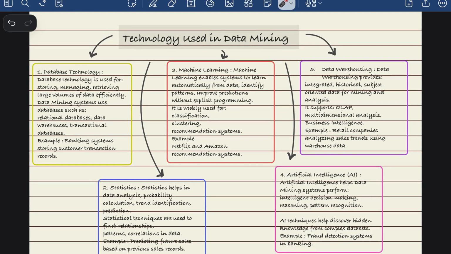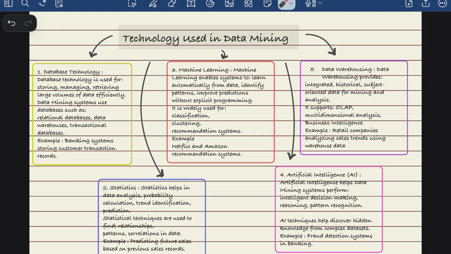So we are talking about the 5 pillars, and there are more to it, right? So you can research accordingly. So first is the database technology. Why do we need it in data mining? Obviously we need to store the data. You can't mine the data if you don't have a fast, efficient place to store and retrieve the data, right? So that is why we need databases such as RDBMS, data warehouses, transactional databases, so that we can perform the efficient working on that, so that we are able to store and retrieve millions of records seamlessly.